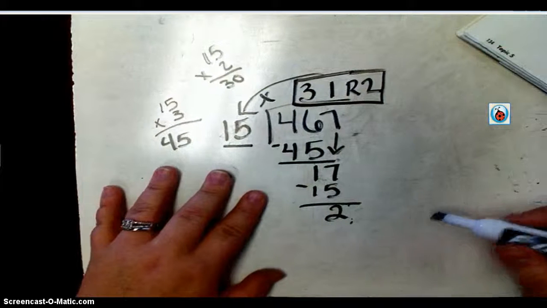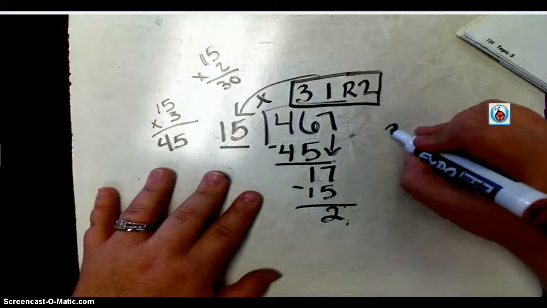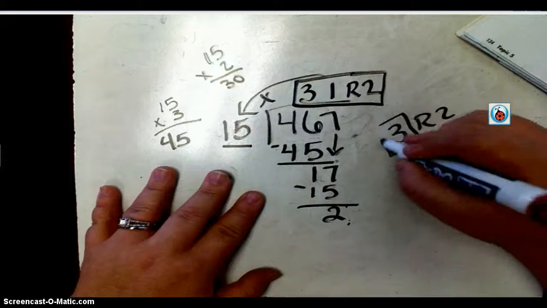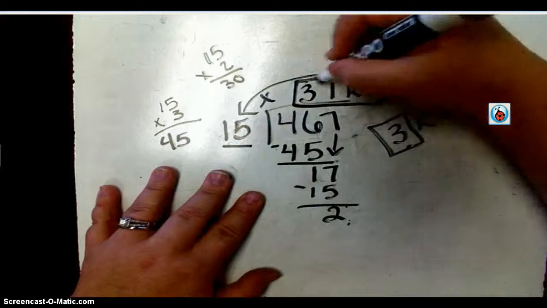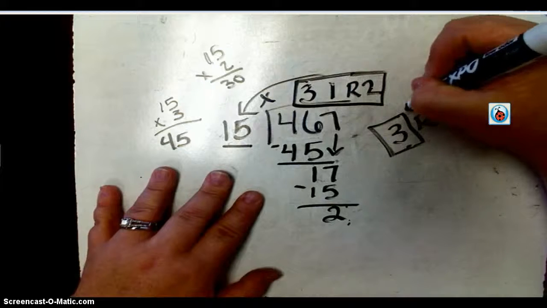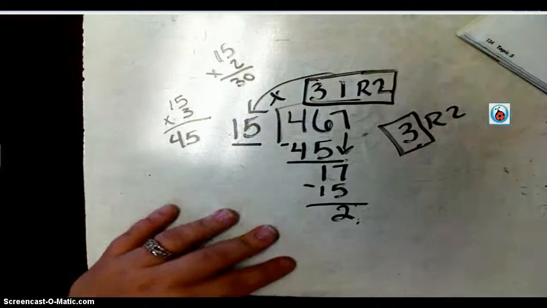Notice the difference from yesterday. Yesterday we were getting answers like 3 remainder 2. So this is going to be the difference. Yesterday there was 1 digit. Today there's going to be 2 digits. And then sometimes you'll have a remainder and sometimes you won't. Okay, so there's one sample problem.